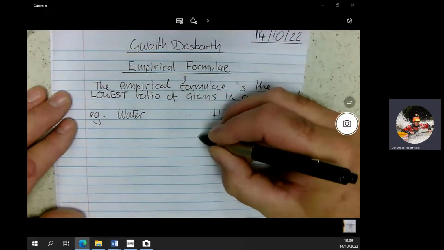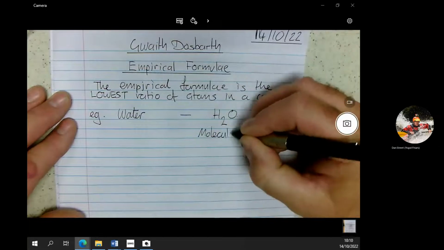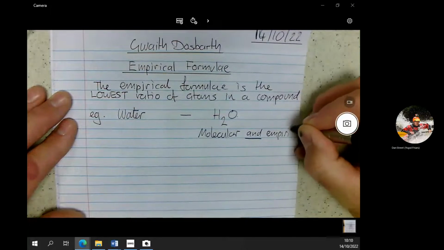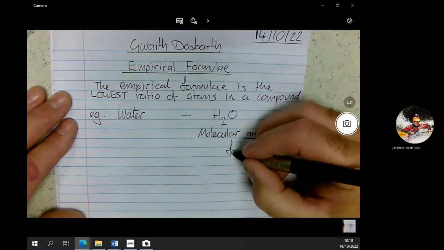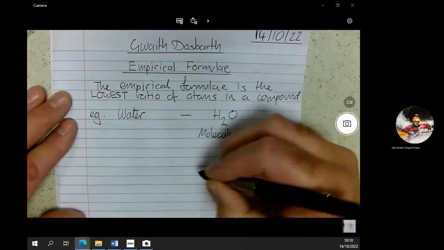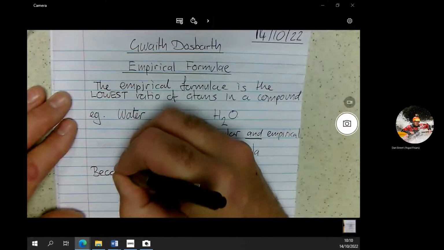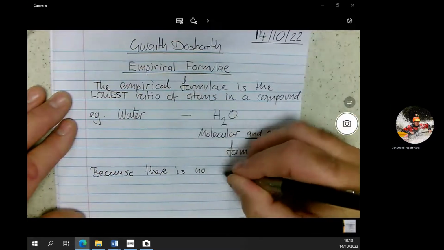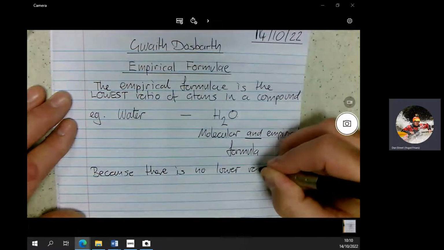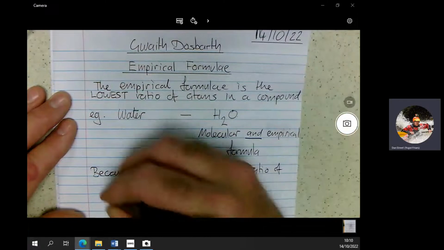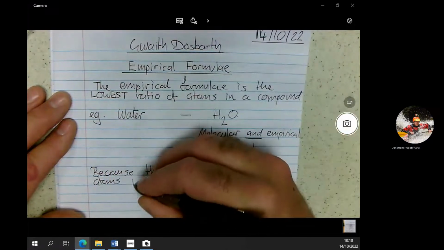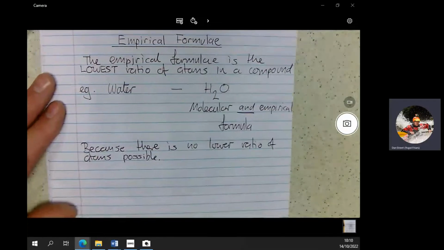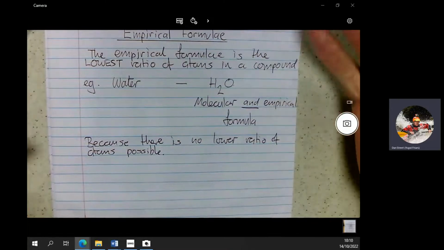So this is the molecular and empirical formula, and this is because there is no lower ratio of atoms possible. So that's an example where the molecular formula and the empirical formula are the same.